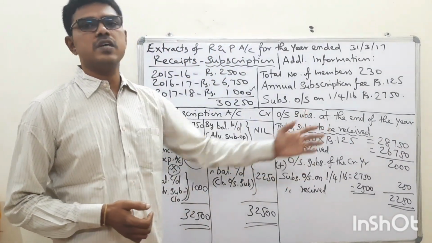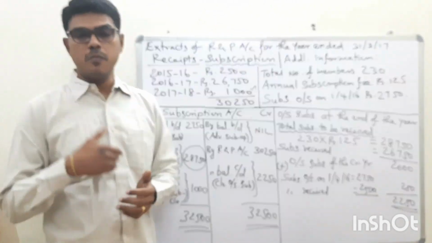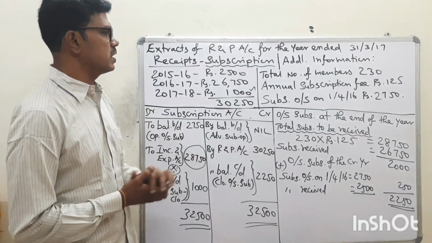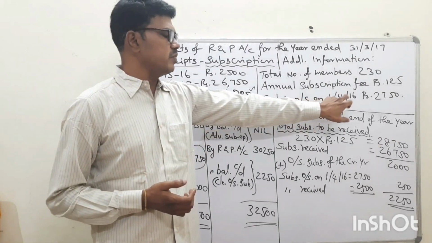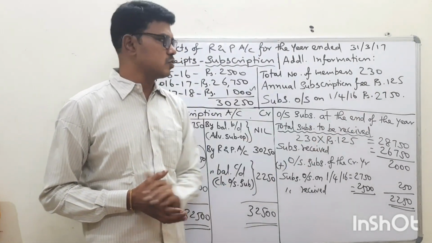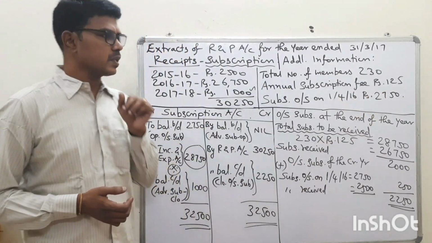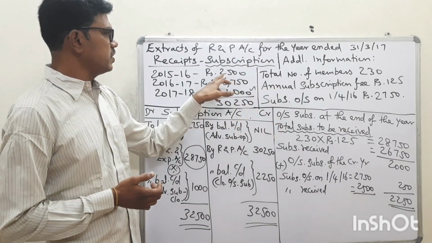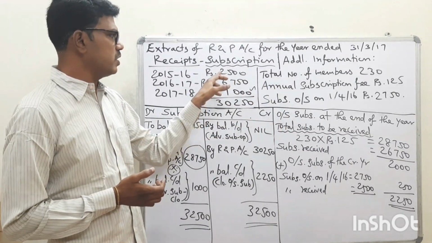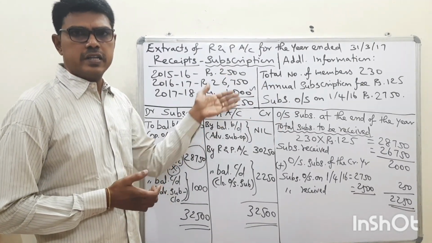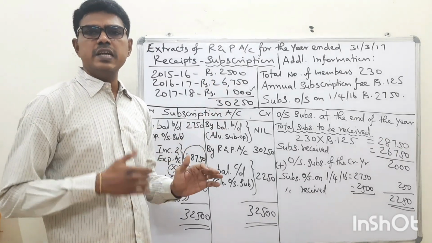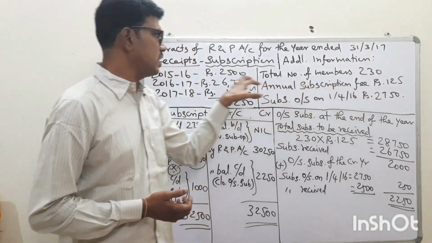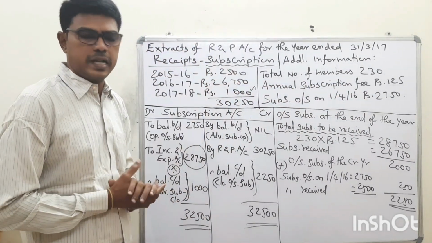Whereas some more subscription is outstanding from the previous year, right? Here, see, this is the previous year outstanding, 2,750, out of which we have received only 2500. Then we can understand that 250 is again outstanding, not yet received. Of 2750 we have received 2500 only during the current year.